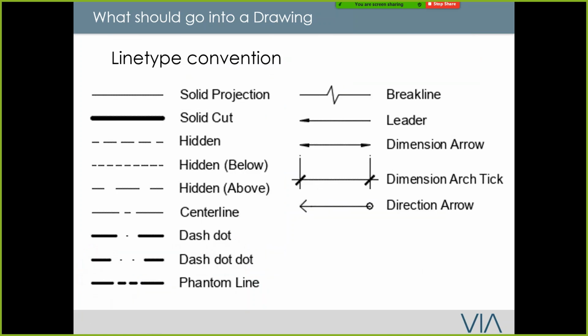Here are some of the line type conventions we always use. Solid projection, solid cut. People pretty much know how to do this. Once you go into the hidden line, there are differences. If you show anything below, the line type has to be close together. But if it's above, let's say a roof outline above, then you have to show a wider dash so you can tell the difference. There's also center line, dash dot, and so on, and break line. I don't have to explain these; most people have probably seen a lot of this.